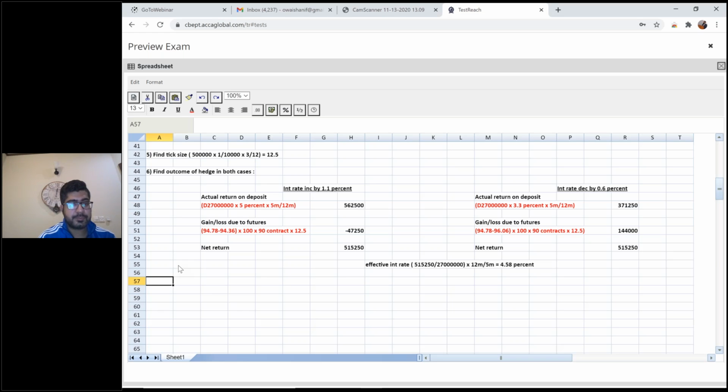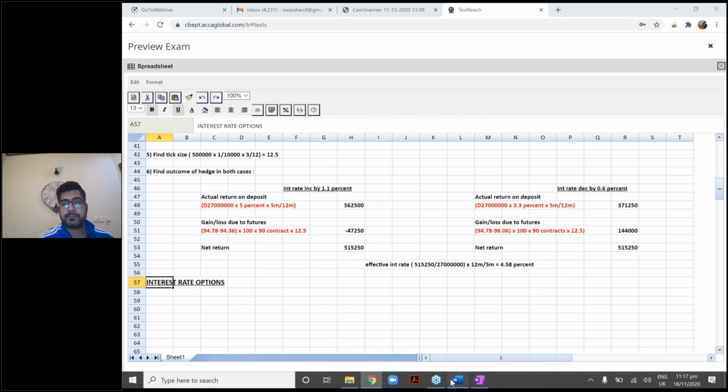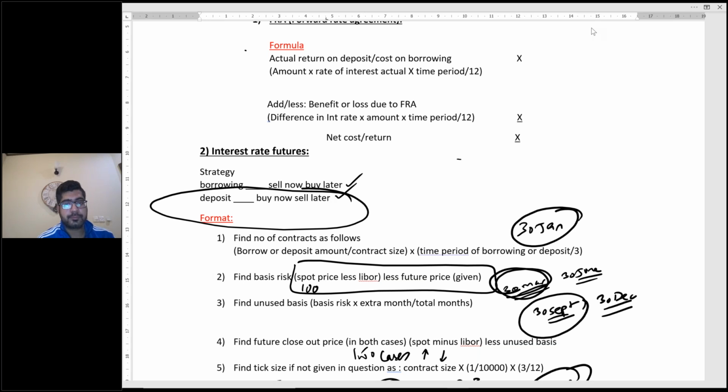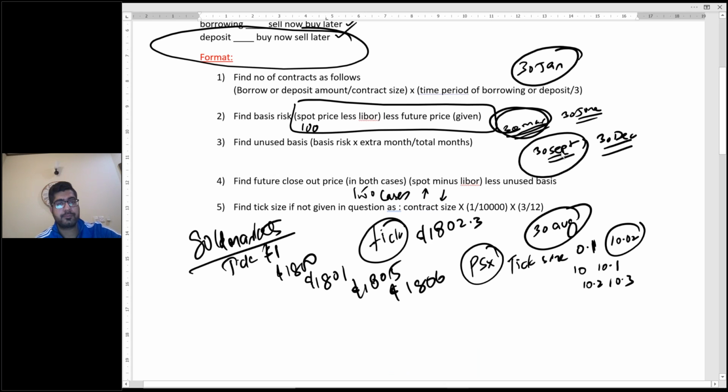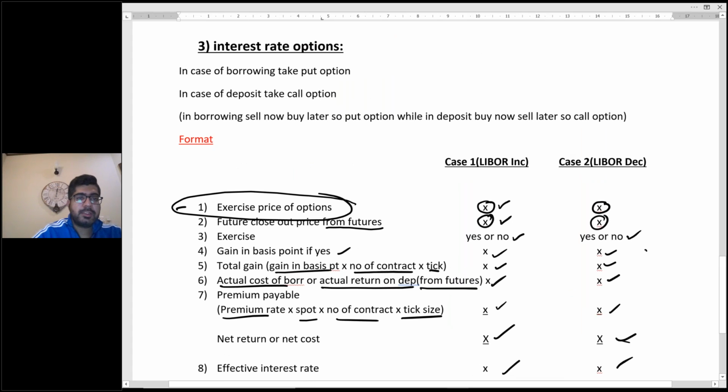That is interest rate options. Now again, the format of options needs to be designed first. In case of borrowing, take put option. In case of deposit, take call option. We will do that. But in options, you have to make two heads. Case one, increase LIBOR, and case two, decrease interbank rate. Okay, so you need to make two columns.